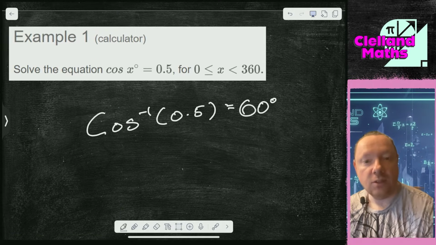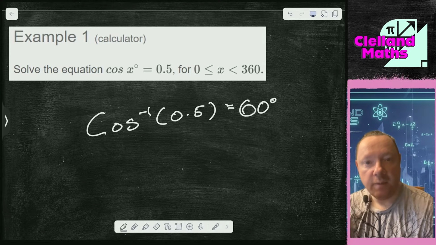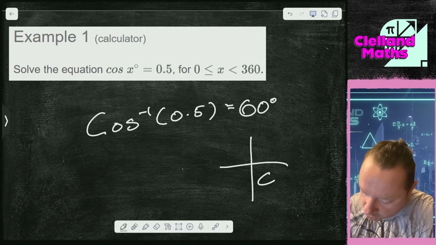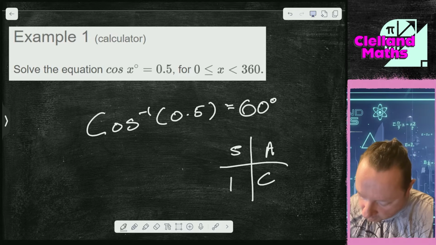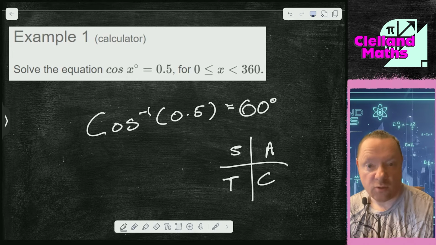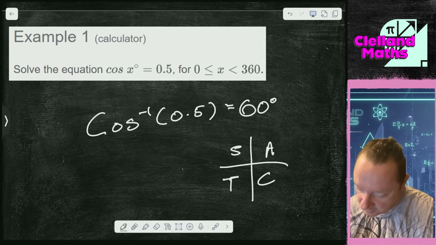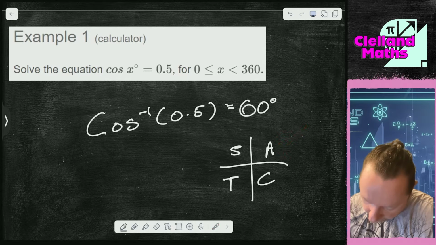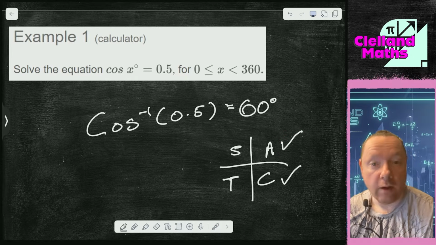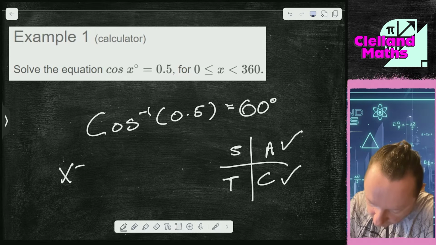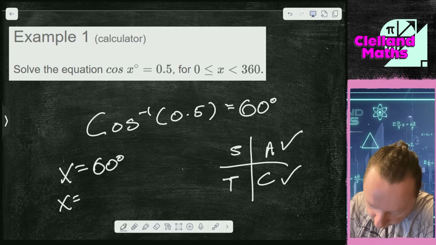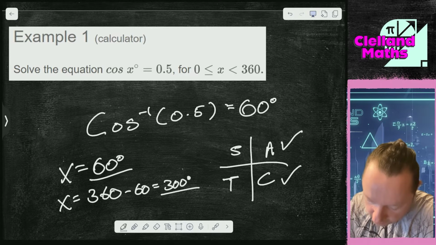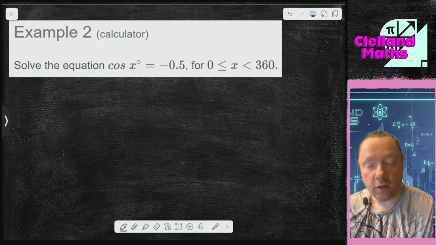But that's not the only answer. If you look at a trig graph, it kind of repeats itself. Watch my video on trig graphs, and you can do a quick cheat here and think of something called a CAST diagram, which comes from the unit circle. So our angle is positive, so I'm ticking A, but I'm also ticking C because that's where else it's positive. So x is equal to 60 degrees, or x equals 360 minus 60, which is 300 degrees, and we're done there. Example 2 on trig equations.